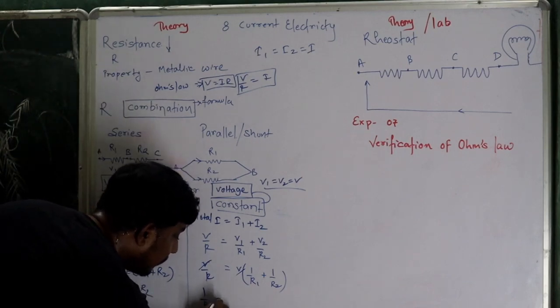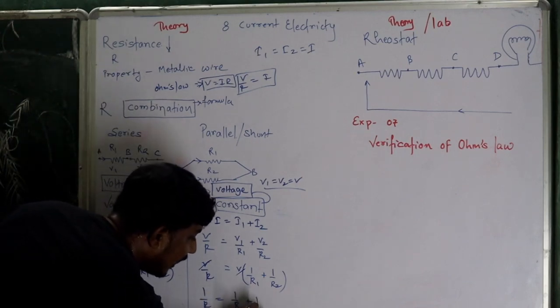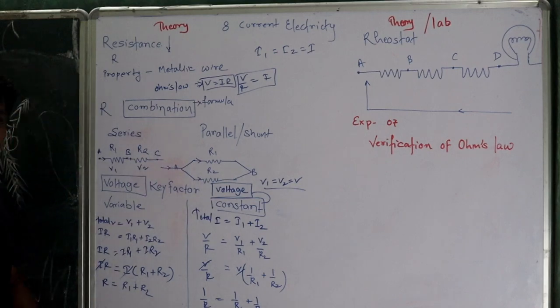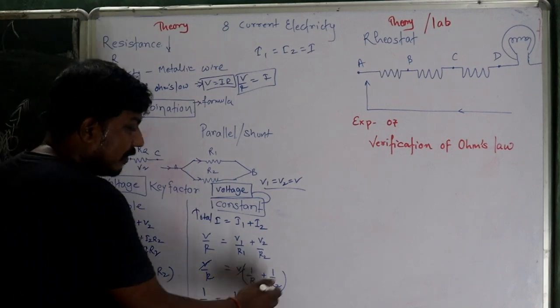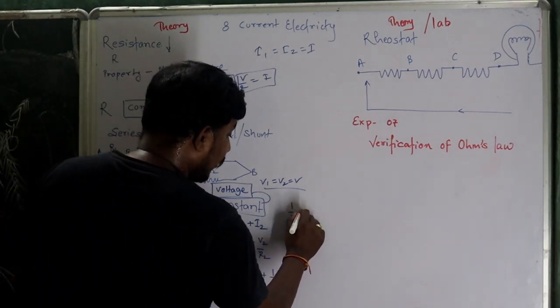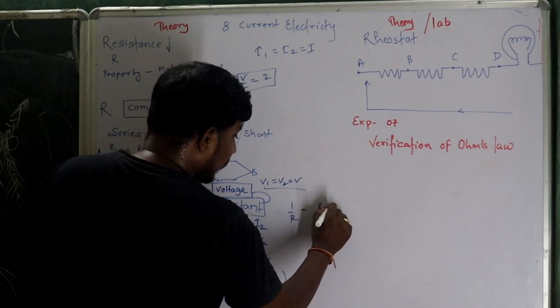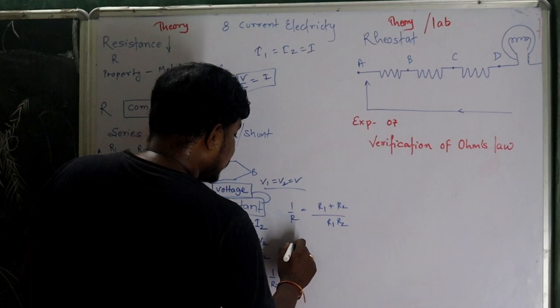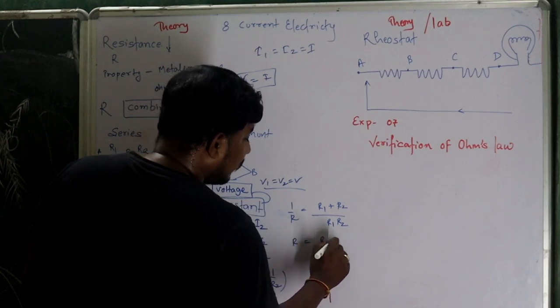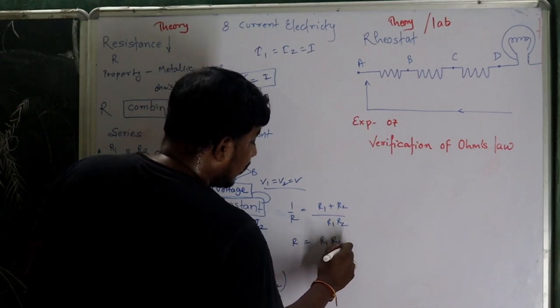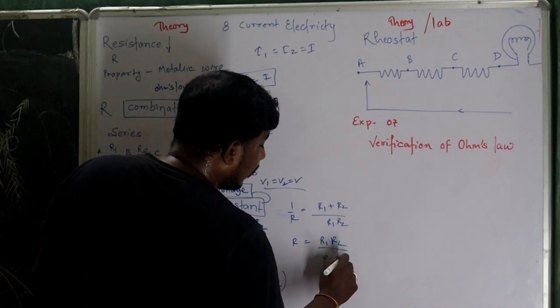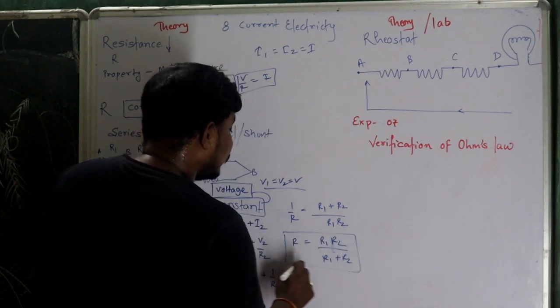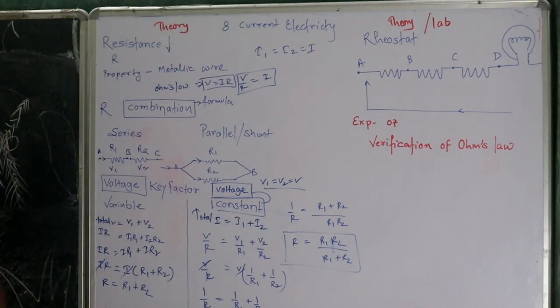Now, if you are writing this one, this is also right, but it's incomplete. Okay. Now what we have to do? You know very well: R1 plus R2 upon R1 R2. Now make a reciprocal. It will be R1 R2 upon R1 plus R2. Now this is the actual ending of the parallel combination of the resistance.